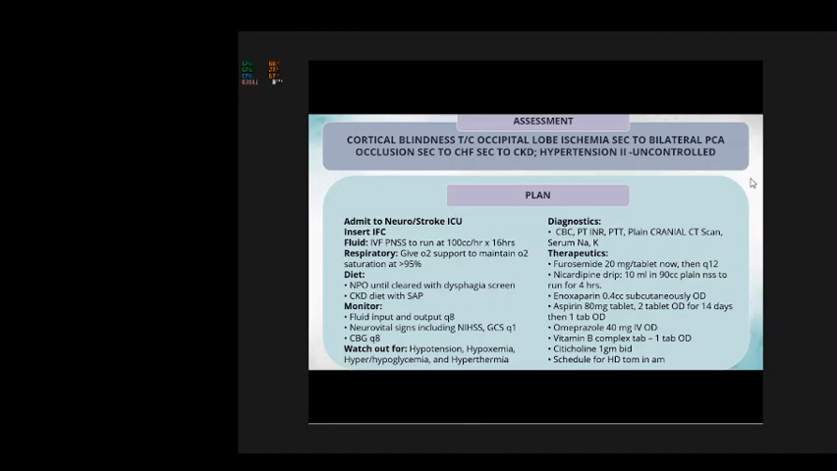I also ordered her on nicardipine drip to rapidly control her BP. I also ordered enoxaparin for anticoagulant and aspirin as anticoagulant. Omeprazole was ordered to prevent ulcer or heartburn effect of the aspirin, and vitamin B complex and citicoline for neuroprotection.